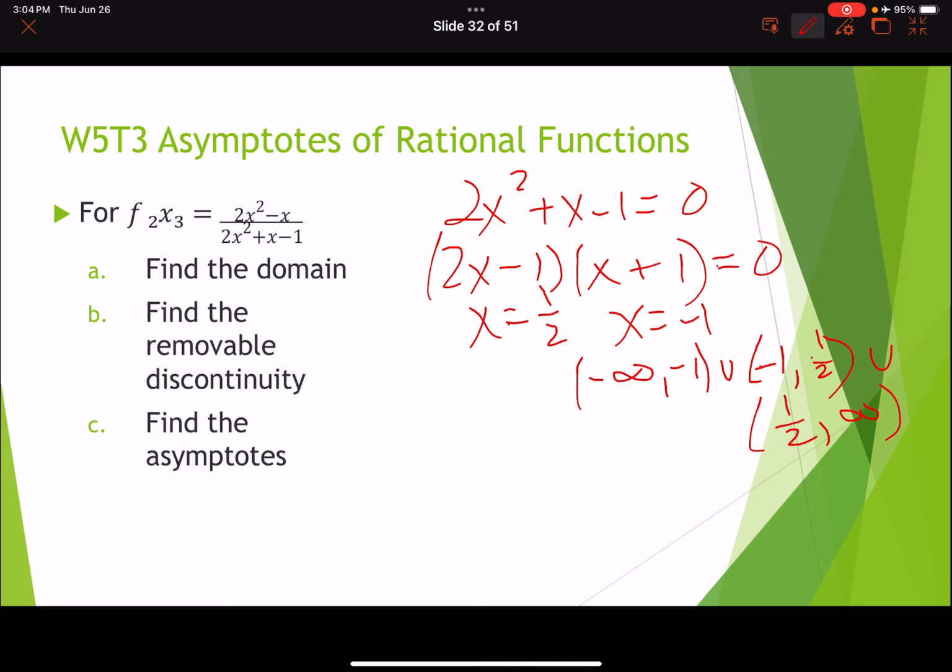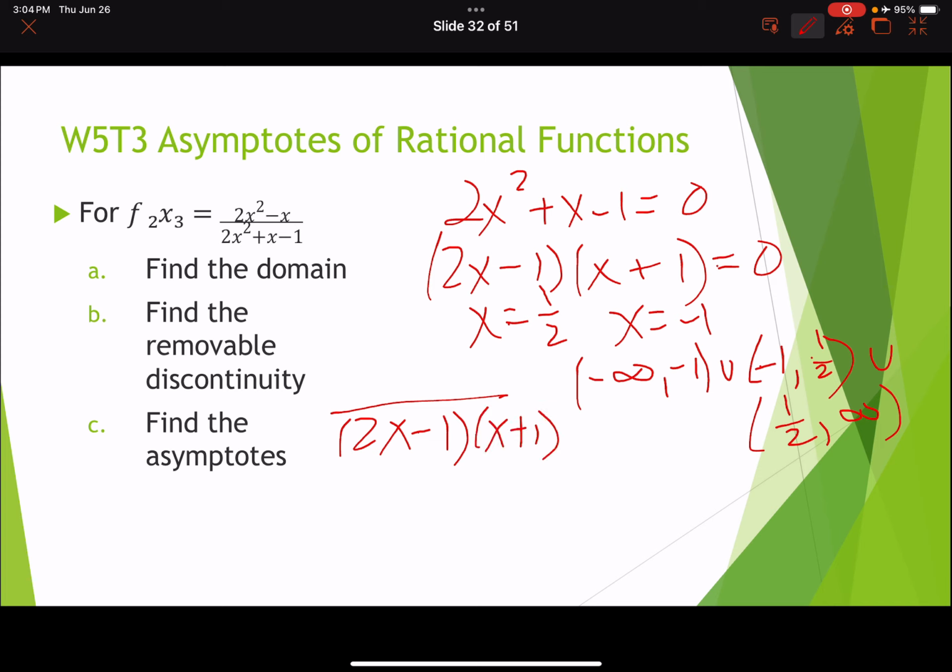Then it says, now let's find the removable discontinuity. We haven't talked about that yet. But what that means is that when you get more than just a linear function in the numerator and denominator, notice how both functions are quadratic. So we can rewrite this. The denominator now we know is 2x minus 1 times x plus 1 because we did the factoring.